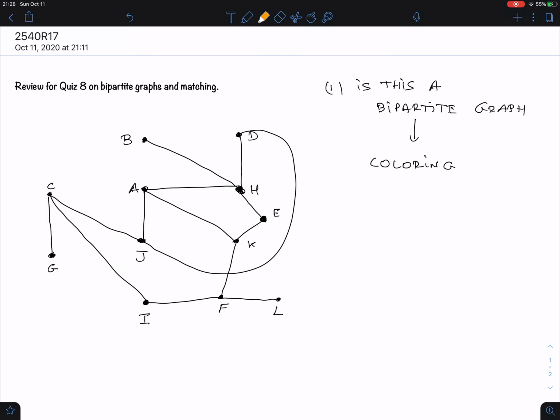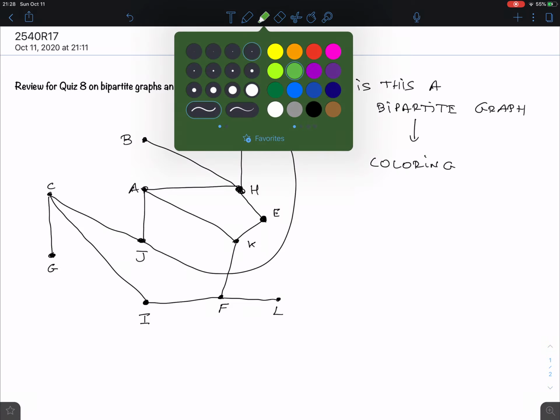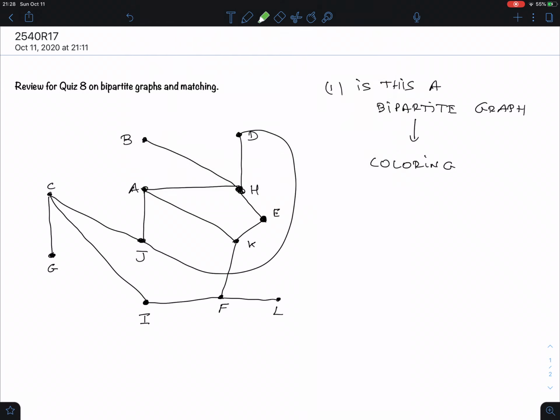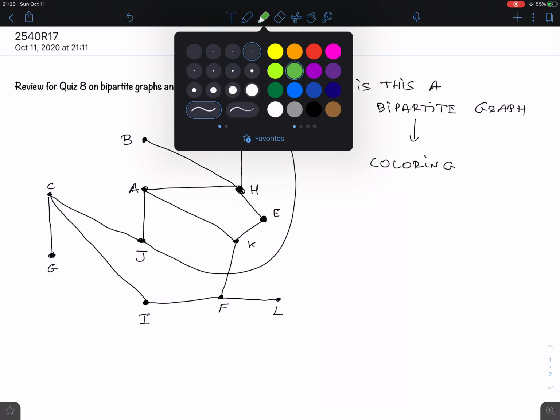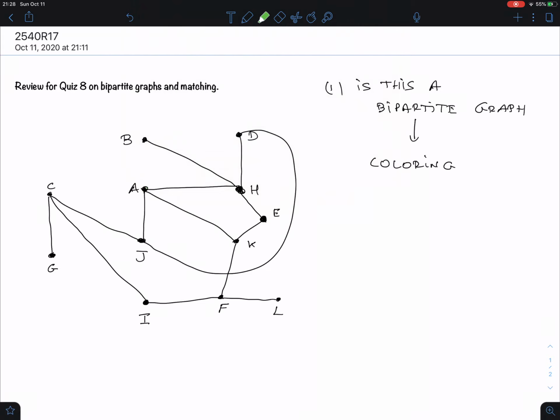So let's start with A. Let's use the color green. So A is green. I want this a bit bigger. Let's make it this big. Okay, so I color A green. But the moment I color A green, everything connected to that green has to now be red. So that forces me to make this red, and this red.